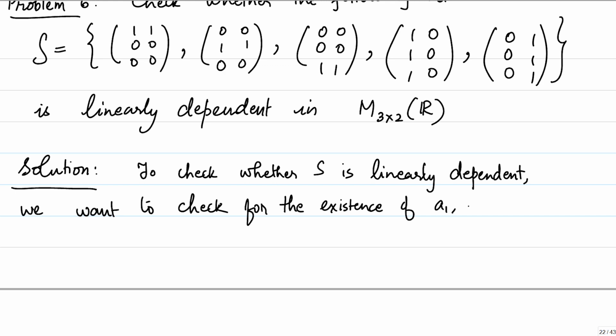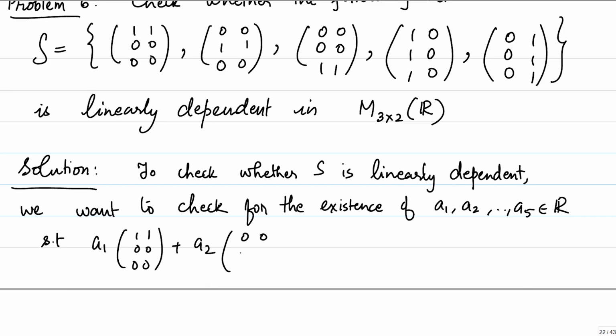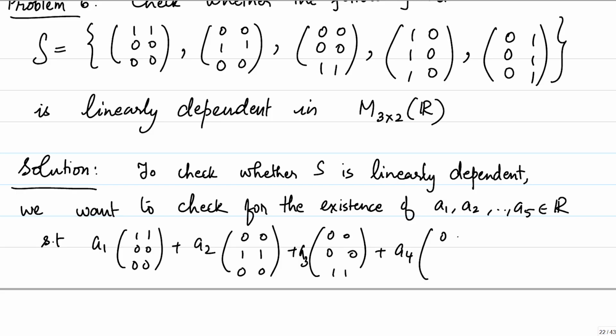1, 2, 3, 4, 5. A1, A2, A3 up to A5 in the field of scalars such that the linear combination A1 times (1 1 0 0 0 0) plus A2 times (0 0 1 1 0 0) plus A3 times (0 0 0 0 1 1) plus A4 times (1 1 1 0 0 0) plus A5 times (0 0 0 1 1 1) is 0, okay, right?